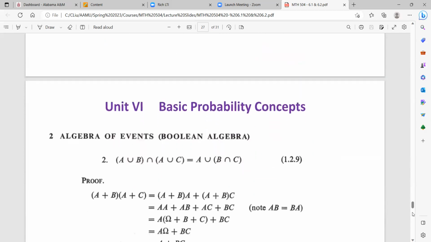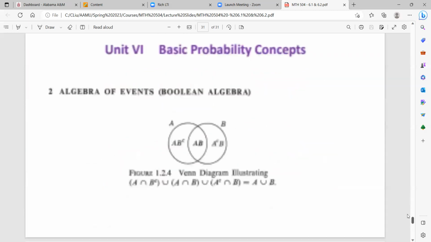So I guess it's time to stop here. We're going to finish this section next time. Any questions?